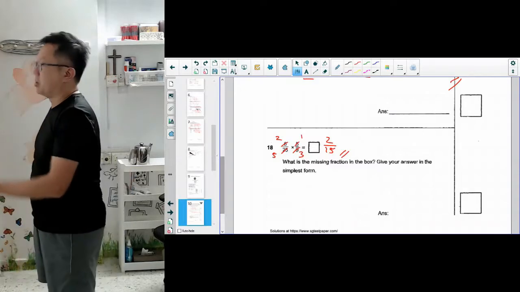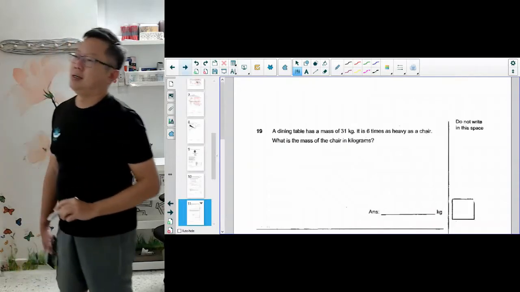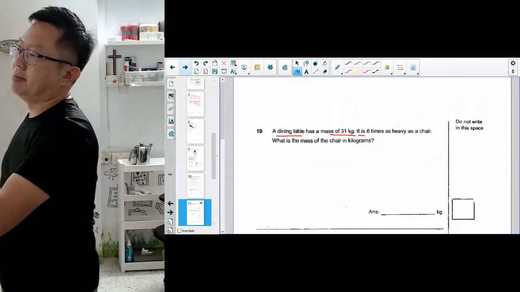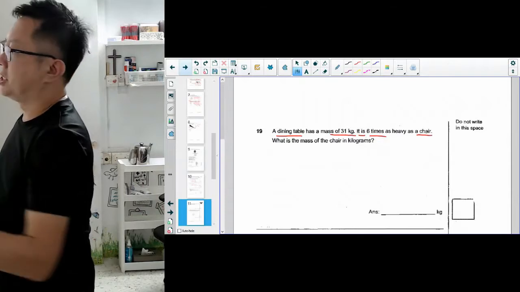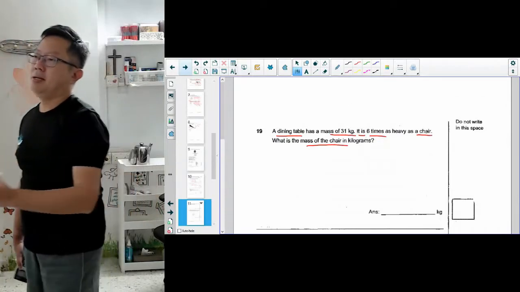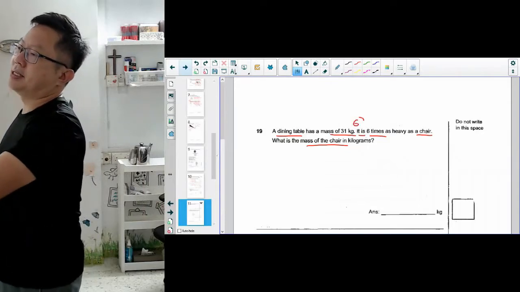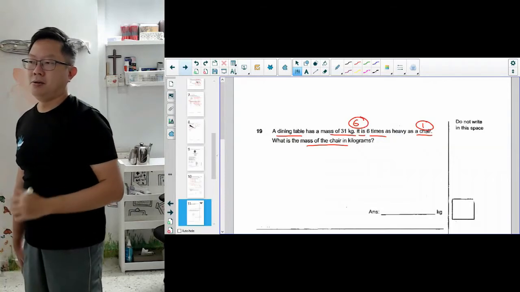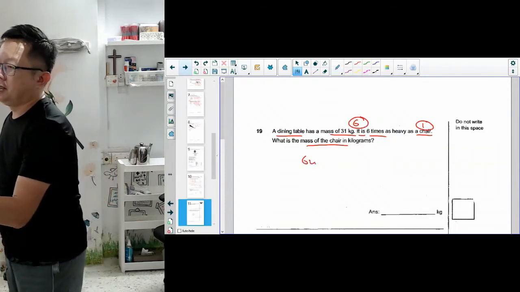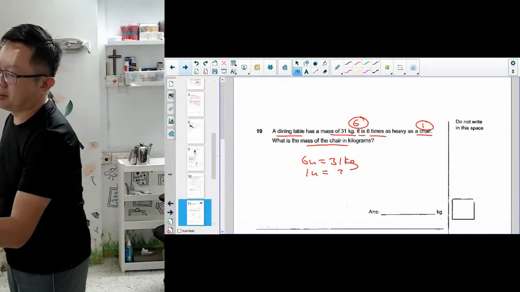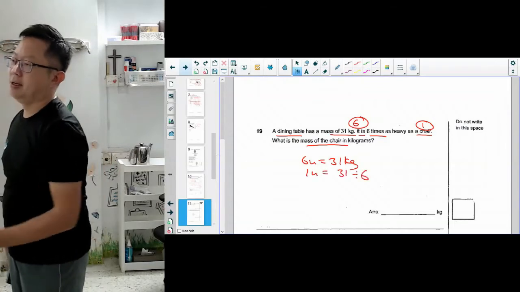Okay, so let's go on to question 19. A dining table has a mass of 31 kg. It means the table is 6 times as heavy as the chair. So what's the mass of the chair? So which means that the table is 6 times or 6 units, and the chair is 1 time, right? So what should you do? So if 6 units is 31 kg, then you just find 1 unit, you take 31 and divide by 6.